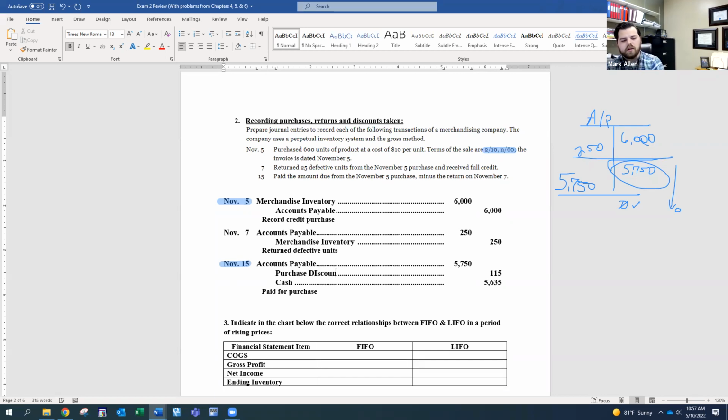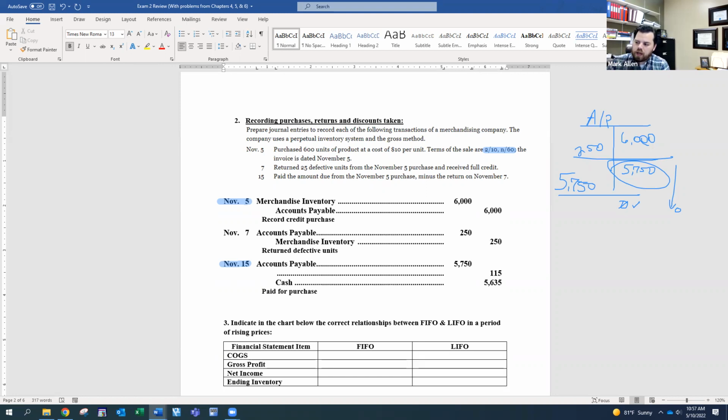Purchase discounts. It sounds like such a well-named account, doesn't it? We purchased something, we got a discount. I bet it goes to the purchase discounts account. No, it doesn't. Unfortunately, this is a very common wrong answer on the test, because the test does give you the option, I believe, for a purchase discounts account. But under the perpetual system, that is not how we do this.